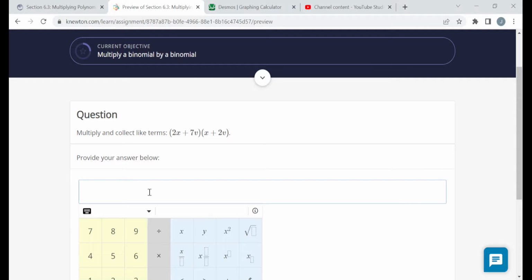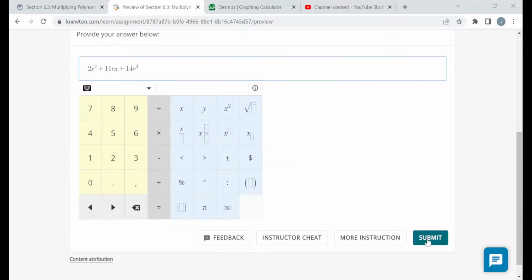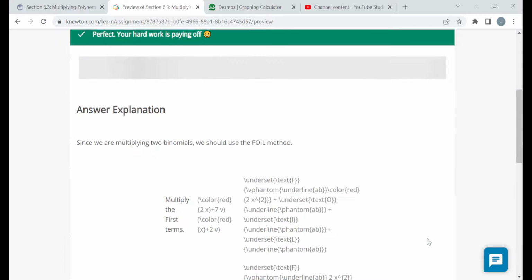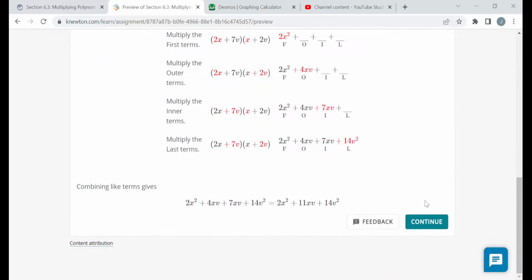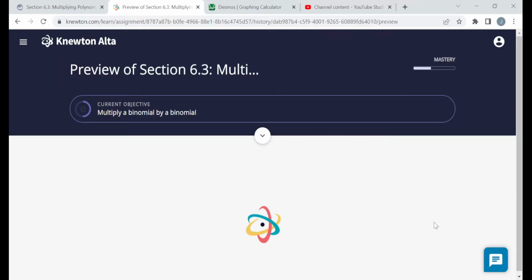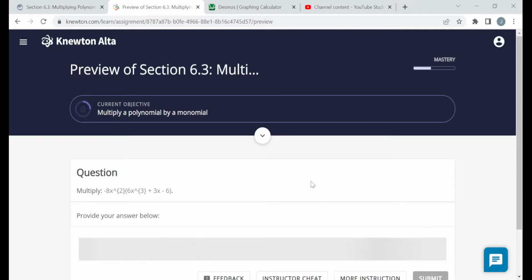Alright, so the product is 2x squared plus 11vx and then plus 14v squared. Great. Alright, and I'm doing more of the same. I'm doing the same procedure every single time here.